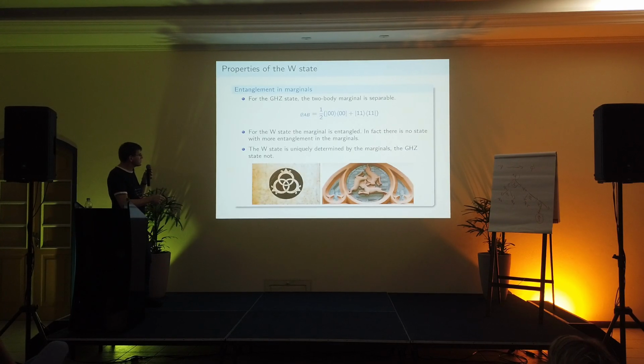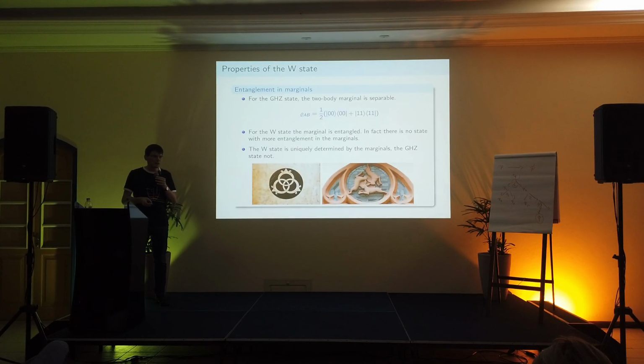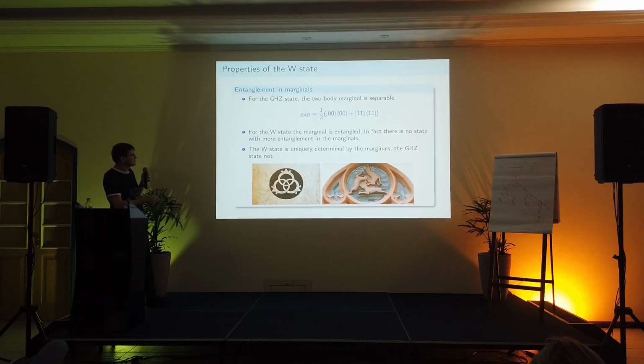For the W state, you can also calculate this reduced density matrix, and you will easily see that it's entangled. We can do this with the PPT criterion that was mentioned this morning. There are a lot of entanglement criteria that show it's entangled. I don't want to do the calculation, it's too detailed. And you can even prove that the W state has the maximal entanglement in the reduced states. You cannot have more.